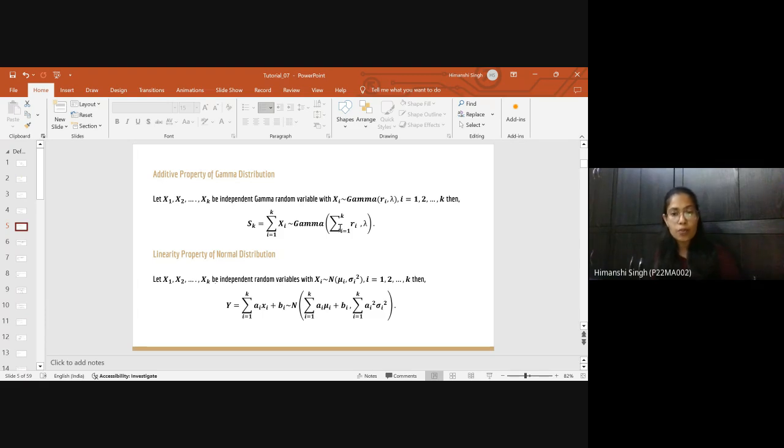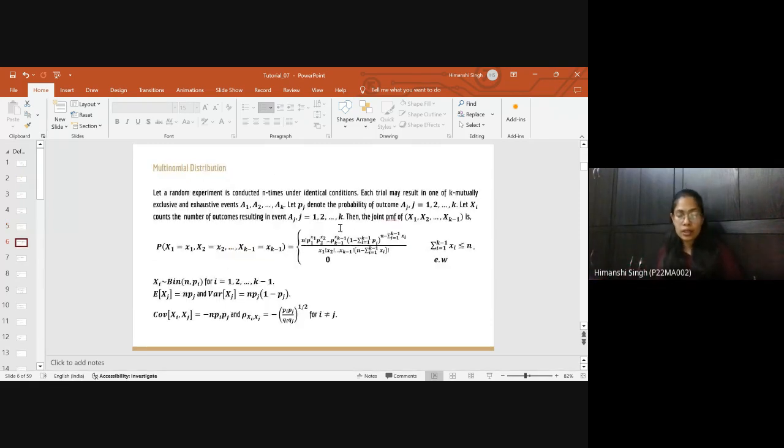So this is a very important property of the normal distribution, because here we are considering the random variables to be independent only, and all our random variables are normal but with different parameters. In the previous property, for the gamma distribution, we were varying the ri's, but we were taking lambda, the rate, to be constant. Now here we have this flexibility with the normal distribution that we can vary both the parameters, the mean as well as the variance. So this is the linearity property of the normal distribution.